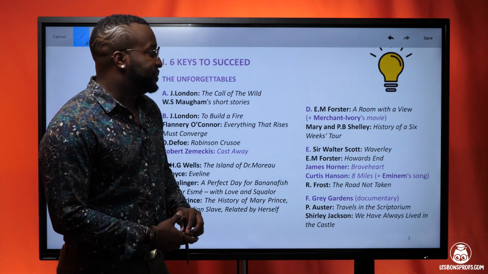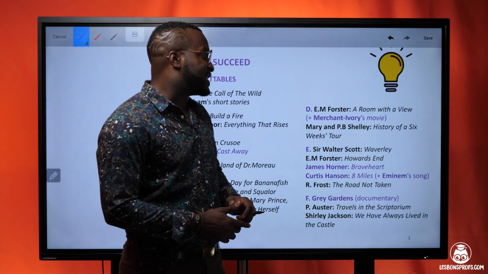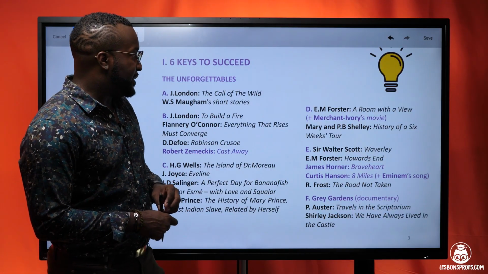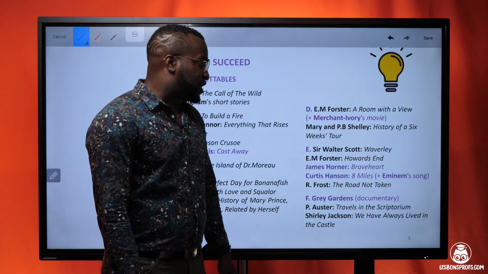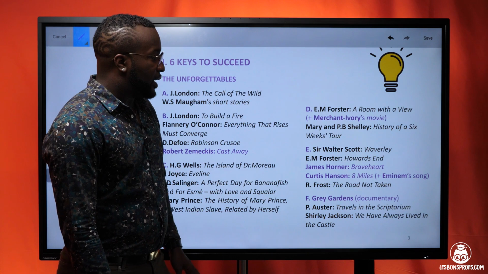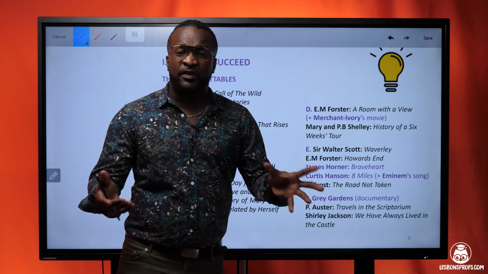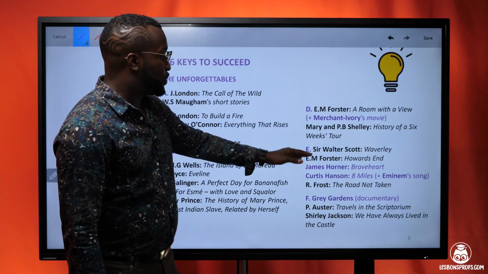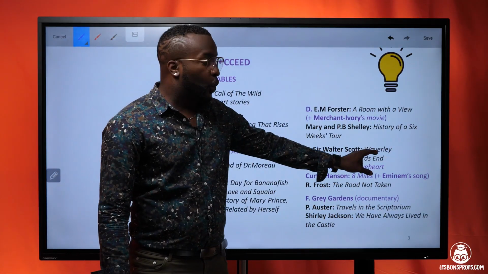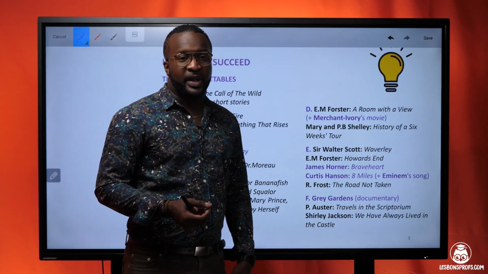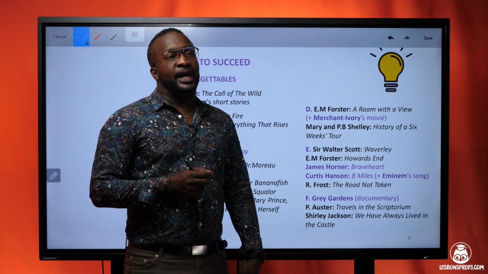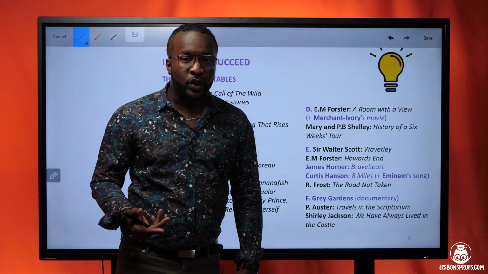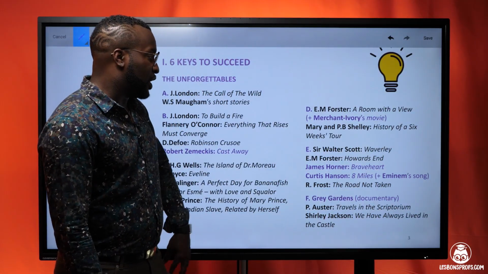And then History of a Six Weeks' Tour is also another typical novel in this theme. The next point is about some sort of heritage, okay, in Scotland. Sir Walter Scott wrote Waverley, and it's about the heritage of the place and how much this story has to do with the Scottish culture. Very, very interesting novel too.